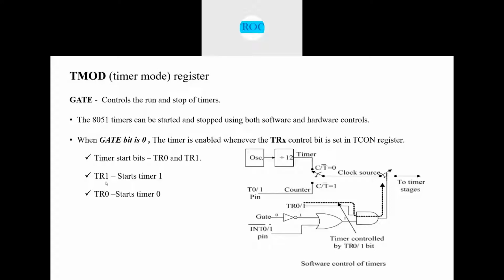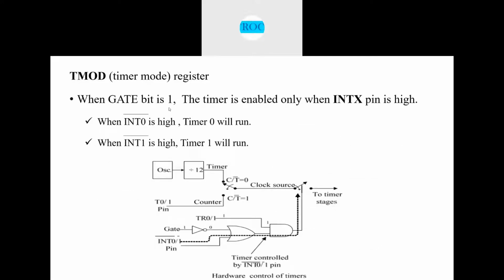If TR1 is set to 1, it will start timer 1, and if TR0 is set to 1, it will start timer 0. And when the gate bit is 1, the timer is enabled only when INTX, the external interrupt 0 and external interrupt 1 for timer 0 and timer 1 respectively, is high. If INT0 is high, timer 0 will run, and if INT1 is high, timer 1 will run.